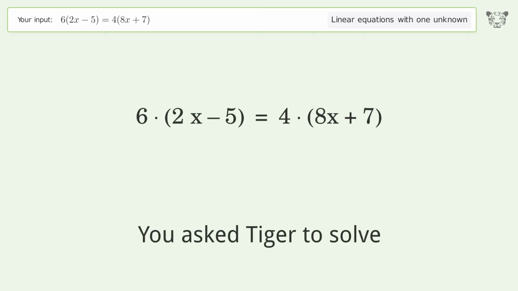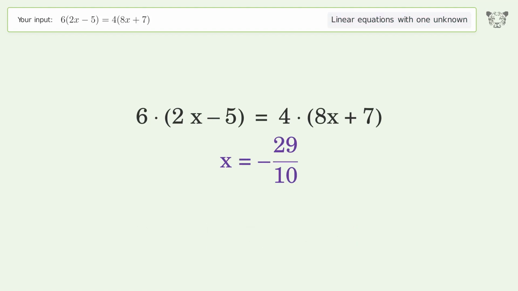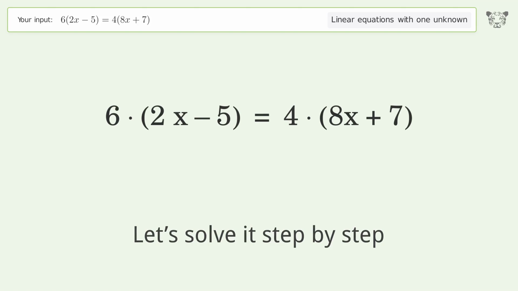You ask Tiger to solve. This deals with linear equations with one unknown. The final result is x equals -29/10. Let's solve it step by step.